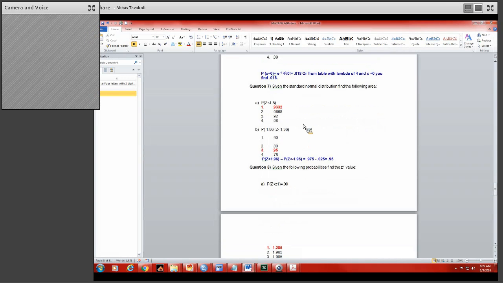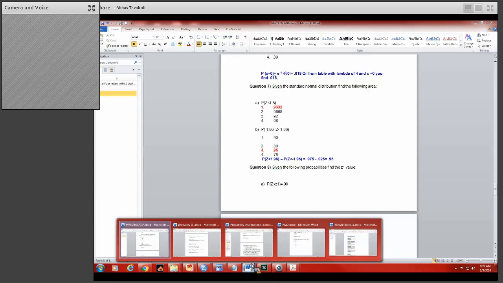Now we come to continuous. The Poisson and binomial were discrete distributions for categorical variables. Now we are getting to continuous variables. So we have normal distribution. Find the following area. Area P Z less than 0.05.